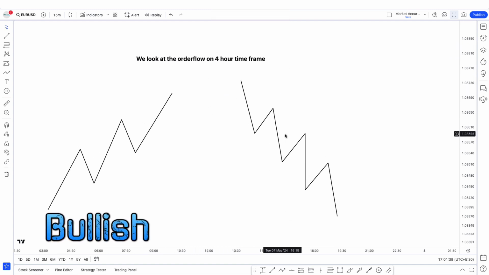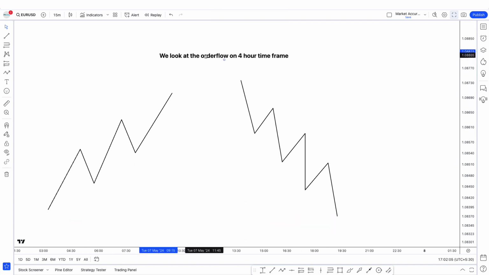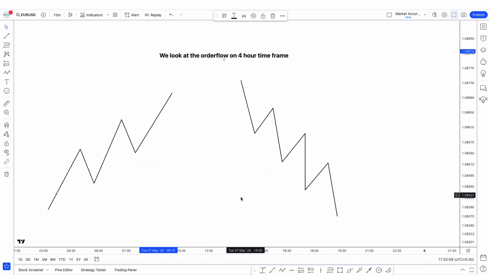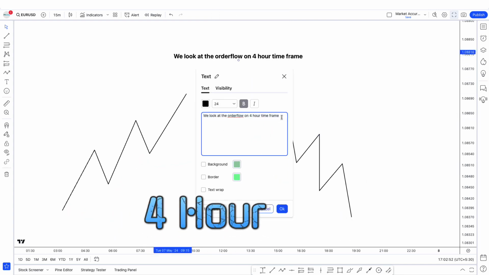Are we bullish or are we bearish? Then we have to trade in that exact direction. So you don't have to be right all the time. You just have to look at the chart. You don't have to do anything else. Just look where the price is going. Is it going up or is it going down? And then that is your narrative. Then you have to trade in that direction. So we look at the order flow on the 4 hour time frame.